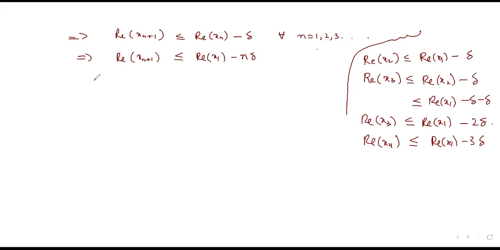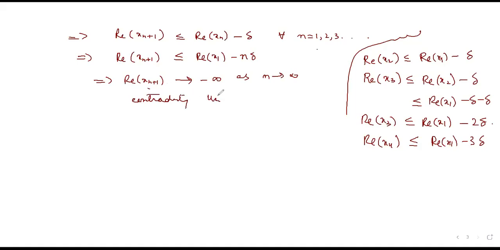So it implies that the real part of x_{n+1} must converge to minus infinity as n approaches infinity. But this is the real part of a bounded sequence. So the real part of a bounded sequence would be bounded, which is a contradiction.